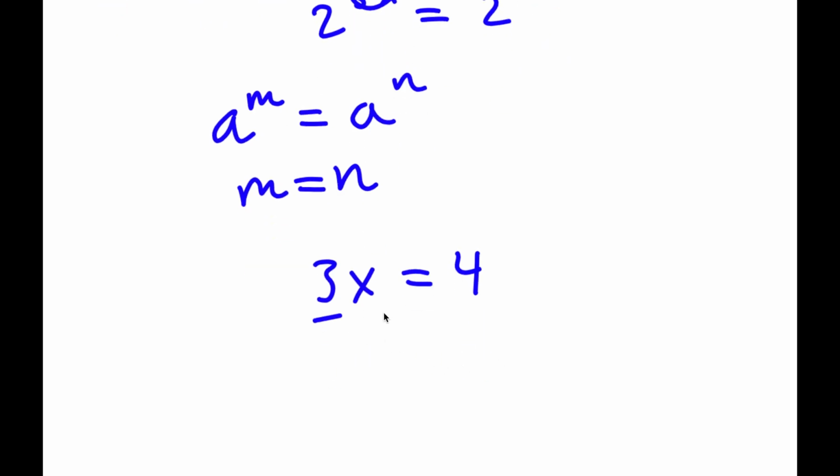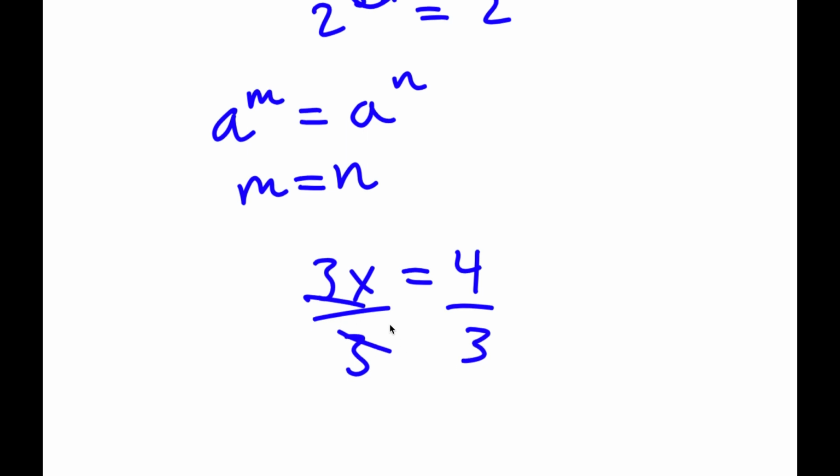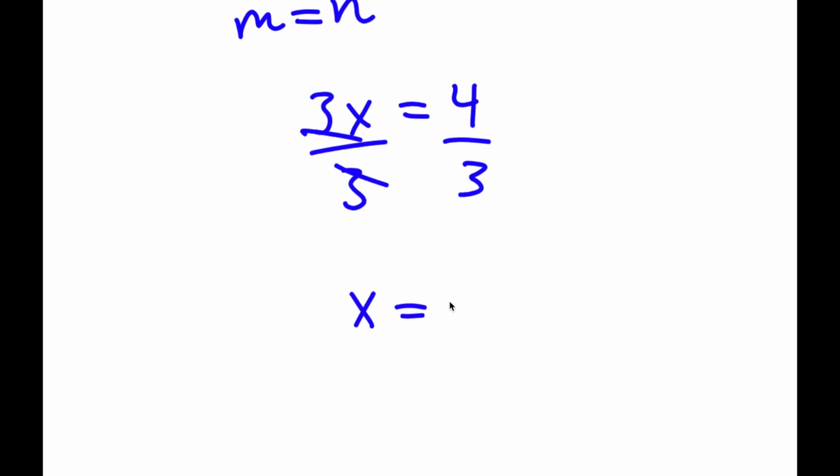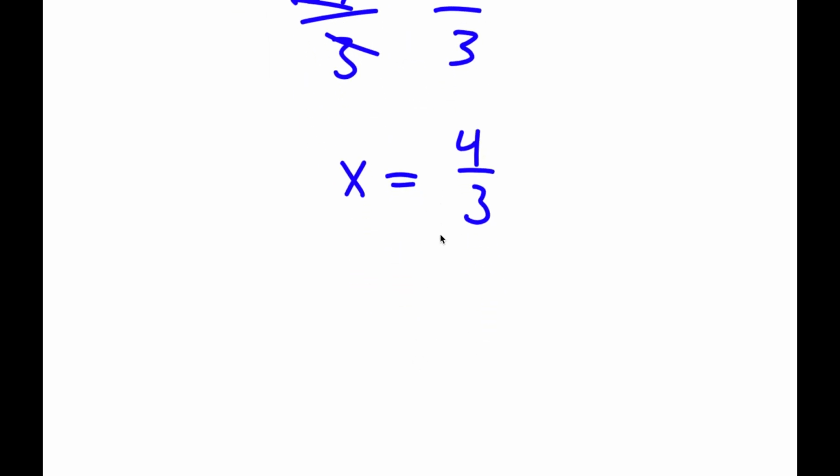Now, to solve this, I'm going to go ahead and divide both sides by 3. These two cancel out, and now I have x is equal to 4 over 3. And this is the same thing as 1 and 1/3.